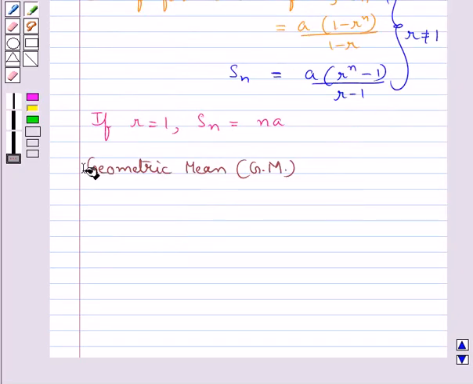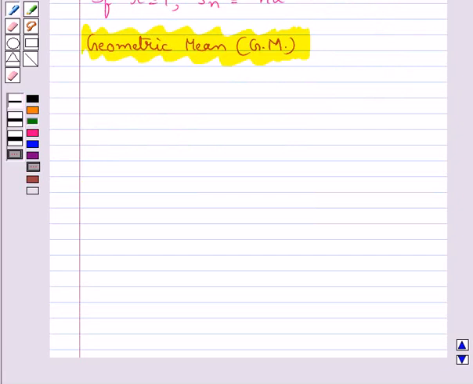Next, we shall discuss geometric mean, or GM. If we are given two positive numbers, A and B, then the geometric mean or GM of the numbers A and B is square root AB. Given any two numbers, A and B, we can insert as many terms or as many numbers between them and the resulting sequence would be a GP.